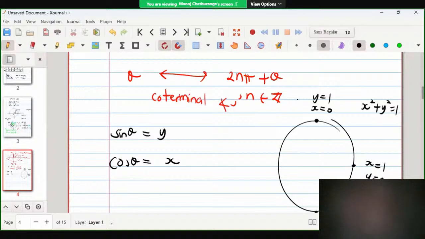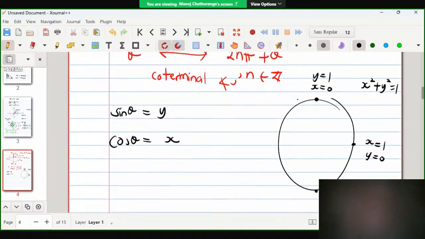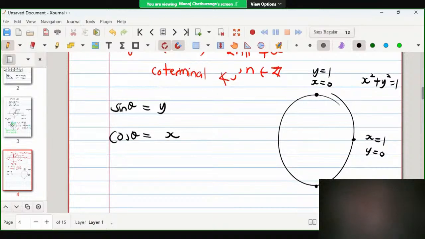At the bottom point, y equals -1 and x is 0. At the leftmost point, x equals -1 and y equals 0. So you can easily see the sine and cosine values for those angles.